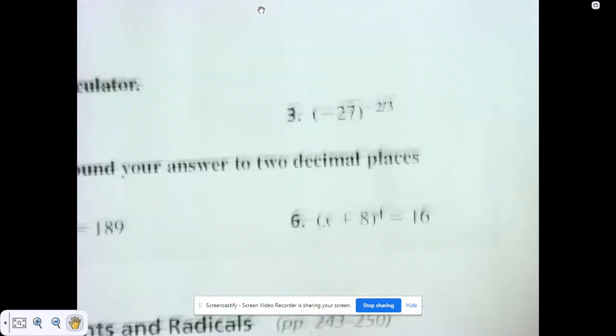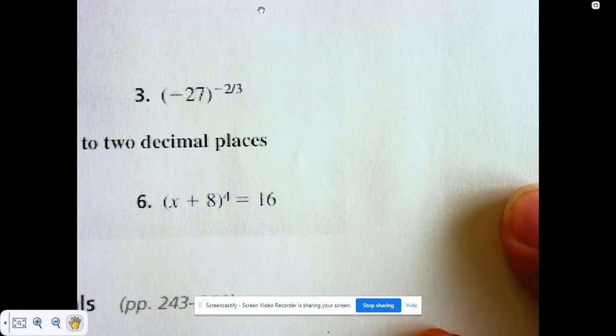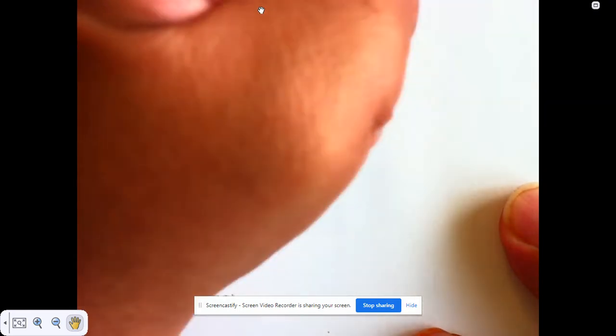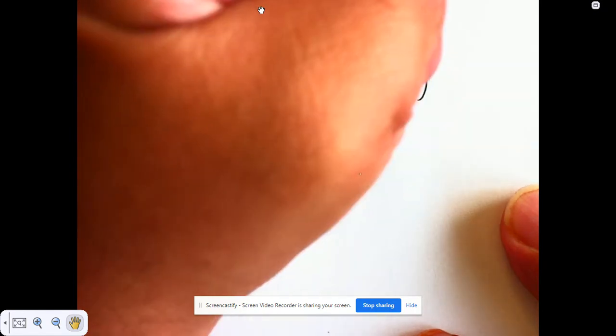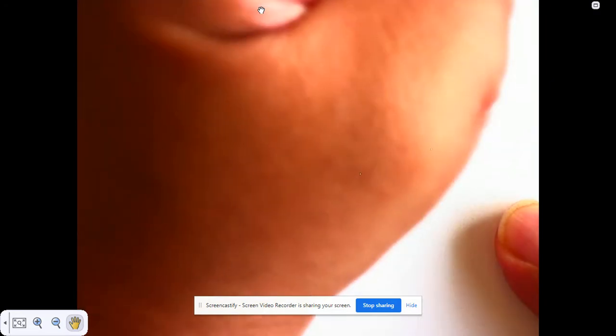Let's go on to the next, number 3. Number 3 is negative 27 raised to the negative 2 thirds. Negative 27 can be negative 3 raised to the third power, raised to negative 2 thirds. The 3 here and the 3 there cancel out. That leaves me with negative 3 raised to the negative 2. I want to make it positive, so I have to bring it down. So it's going to be 1 over negative 3 raised to the second power, or simply 1 over 9.